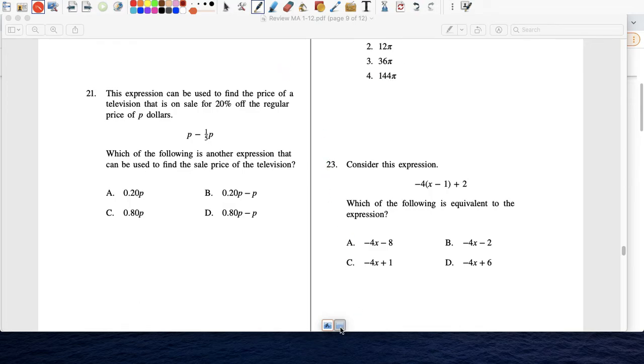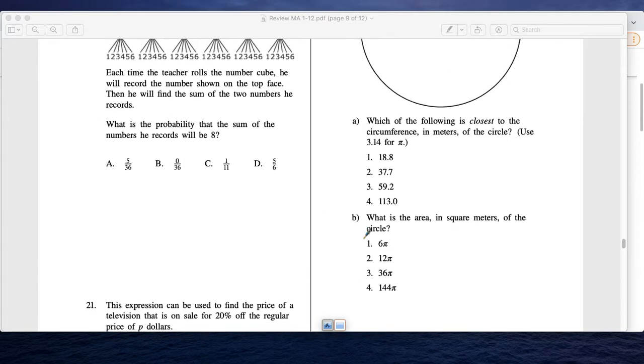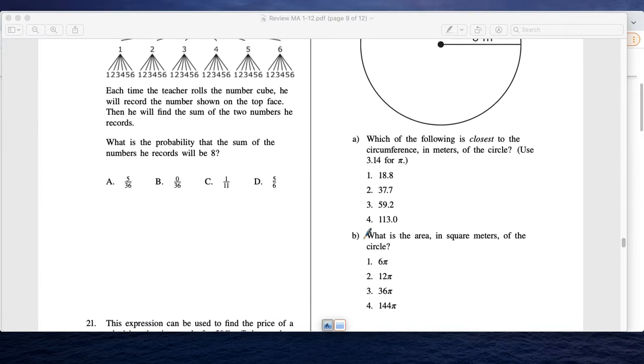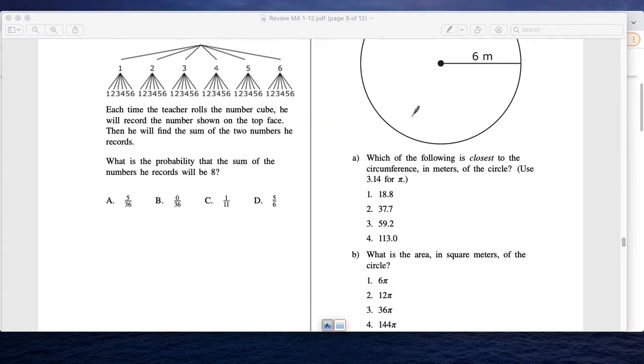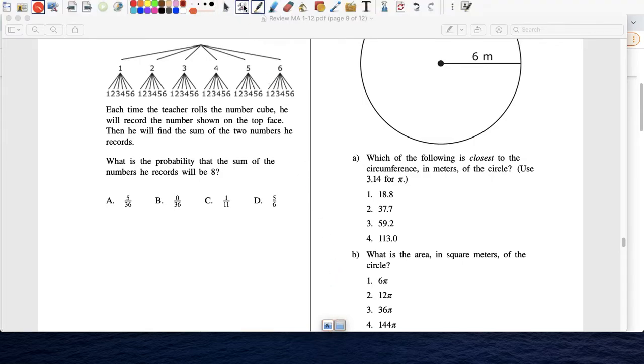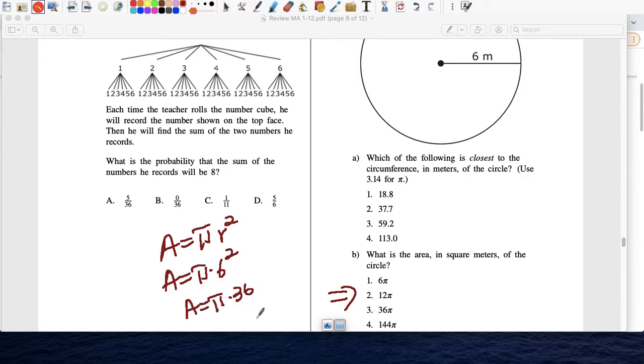22. Oh, wow, 22. So the circle question had a second part. So we want the area. Again, area equals pi r squared. And if you look at the answers, they're all left in terms of pi, so we don't actually have to multiply. We have the radius, which is 6, so A equals pi times 6 squared. A equals pi times 36, or better yet, A equals 36 pi square meters, and the only one that looks like that is 3.